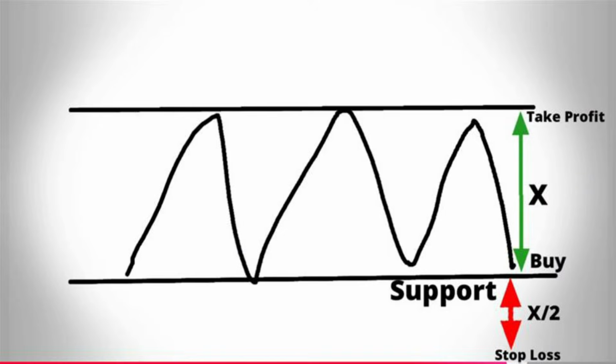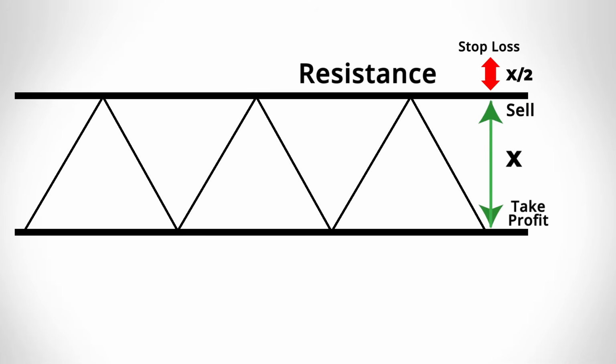If you are buying at support, place your stop loss below that level. If you are selling at resistance, place your stop loss a little above. That way, if the market breaks through, you exit with controlled loss.